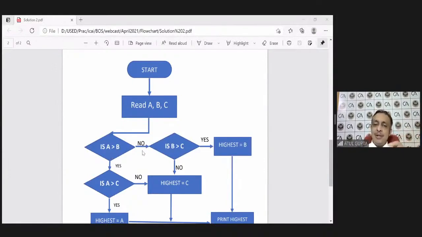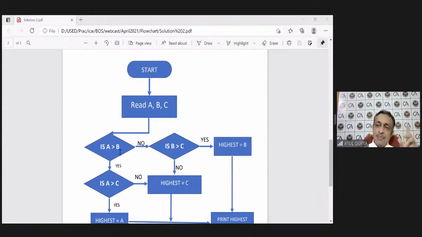Is A greater than B? A is 10. No, A is not greater than B. So we go here. Is B greater than C? No. So B is not greater than C. So which is highest? C. So 20 becomes highest. So I'm changing the values. I'm now doing it in reverse. 20, 15, and 10. So A is 20, B is 15, and C is 10.